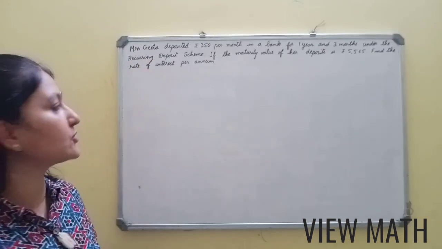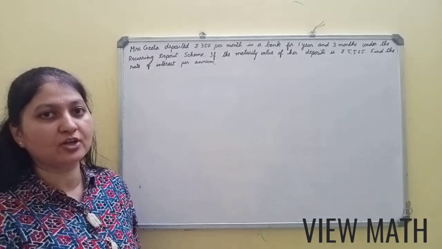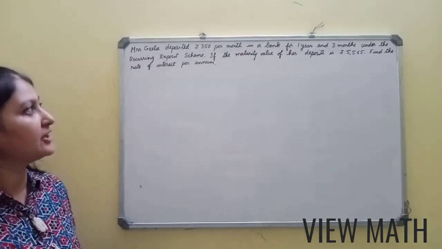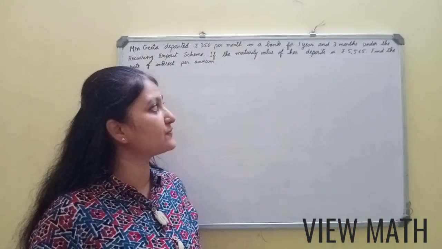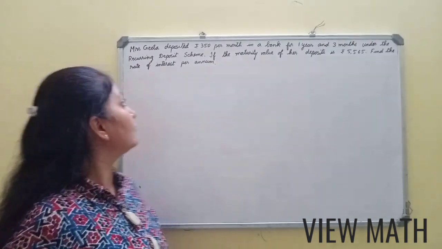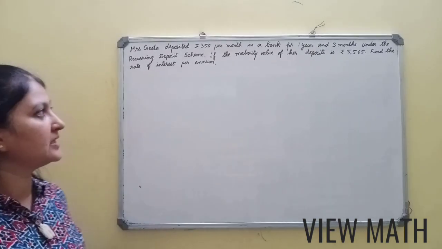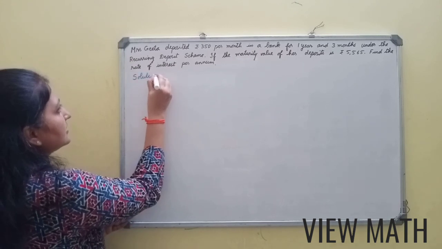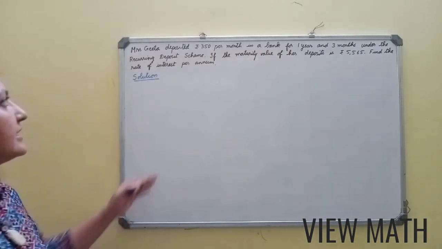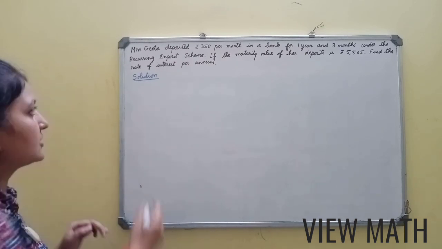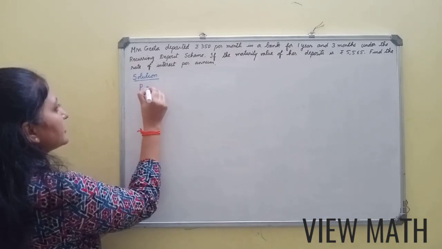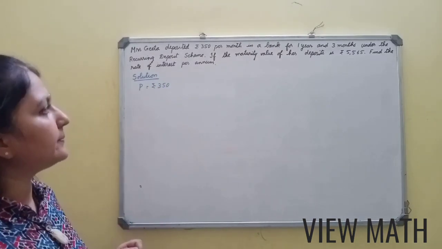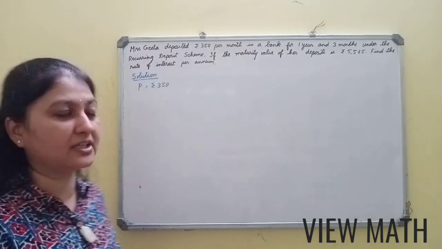Mrs. Geeta deposited rupees 350 per month in a bank for 1 year and 3 months under the recurring deposit scheme. If the maturity value of her deposit is rupees 5,565, find the rate of interest per annum. So, they are asking us to find out the rate of interest. Mrs. Geeta deposited rupees 350 per month. So, the monthly installment is rupees 350. So, P is equal to 350, in a bank for 1 year and 3 months.